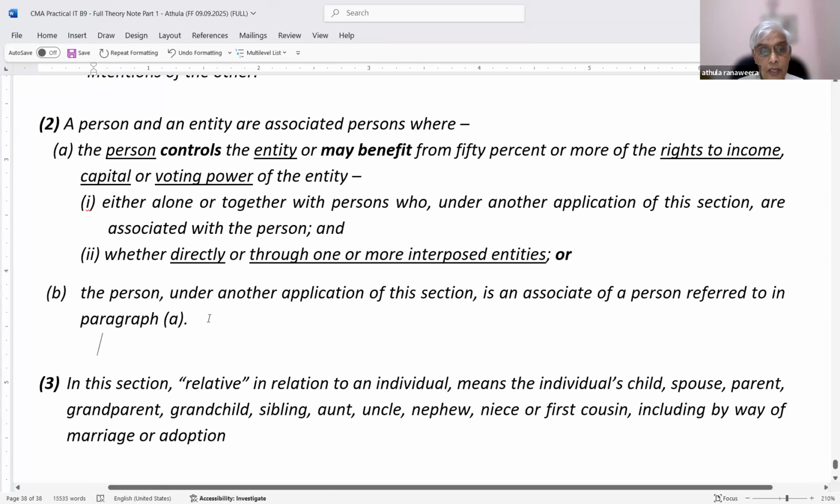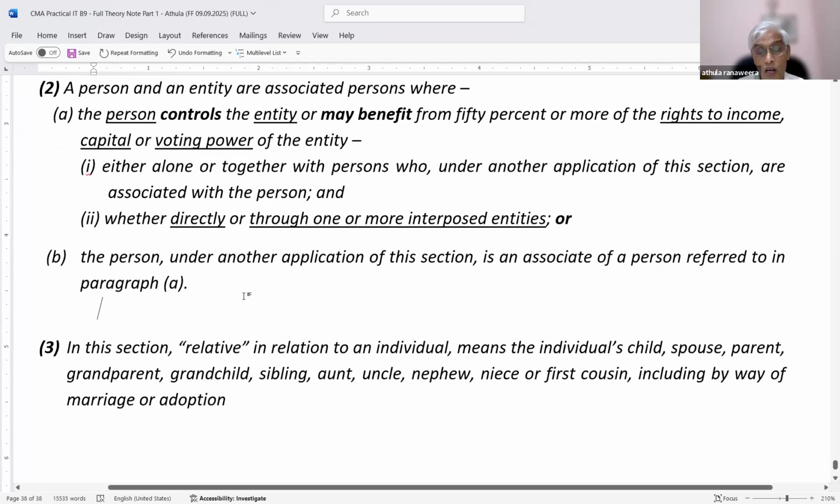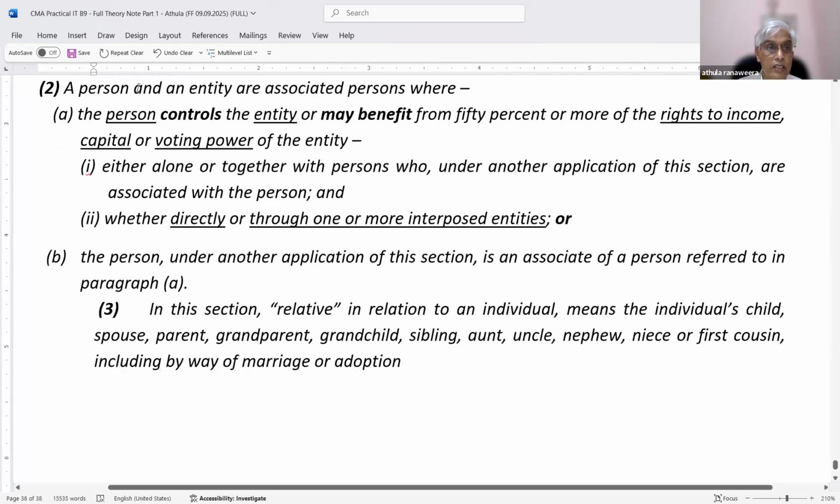Or B, the person under another application of this section is an associate of the person referred to in paragraph A. Now, in paragraph A, the word person is there, entity is also there, but this particular person, under another application of this section, may be an associate. Then again, we have to take that. Ultimately, all these are direct as well as indirect. Always direct as well as indirect.